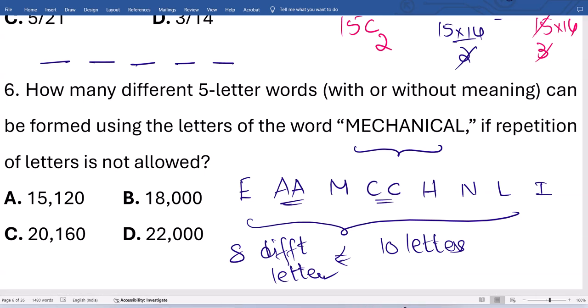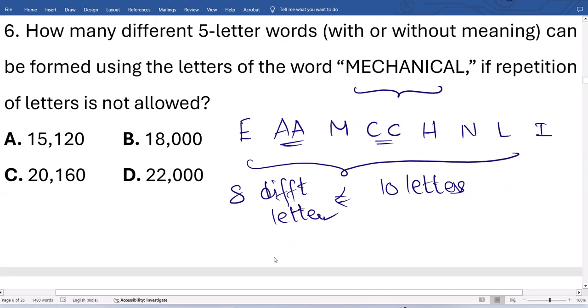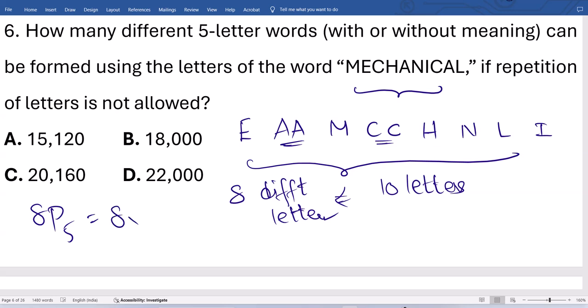They mentioned repetition is not allowed. I'm going in this fashion. Let me cross check once again. I'm going with this method 8P5. 8 different letters, so there is no repetition for sure. I want 5 letter word. So I'm selecting 5 letters from that 8. Then I'm arranging that. Right. So then 8P5 is very simple. 8 into 7 into 6 into 5 into 4. That's it. You have to stop here.